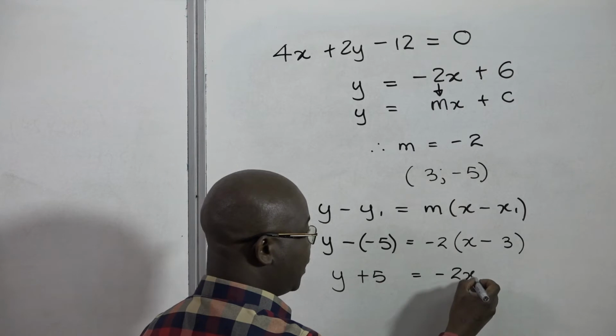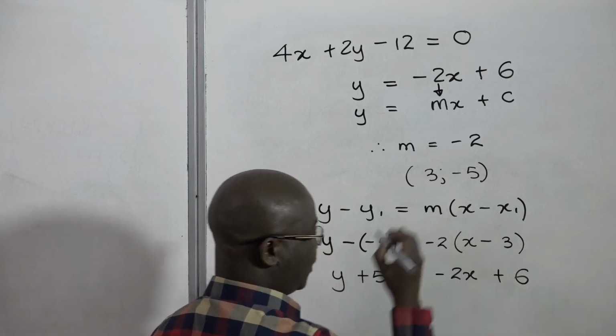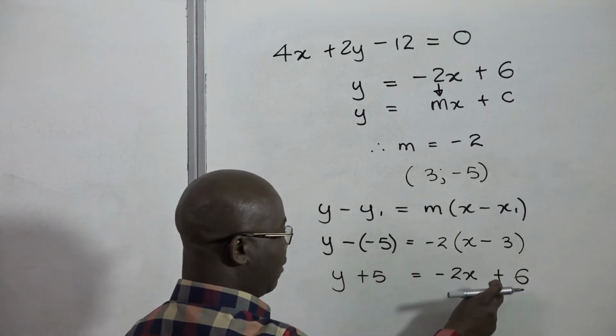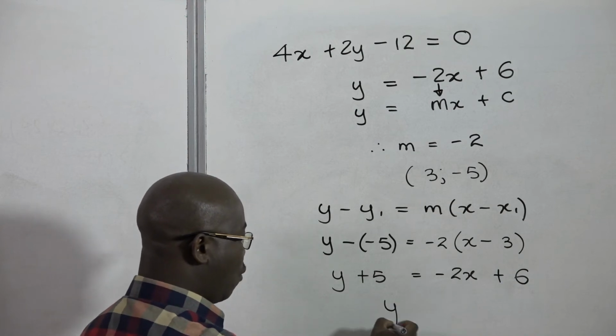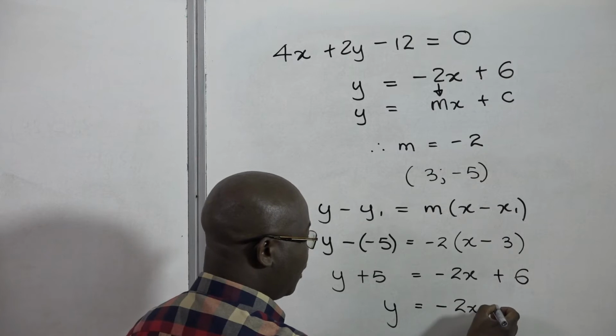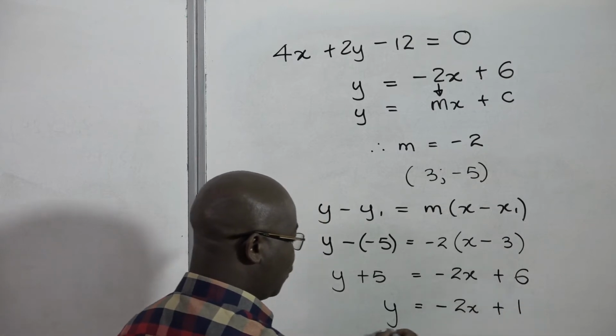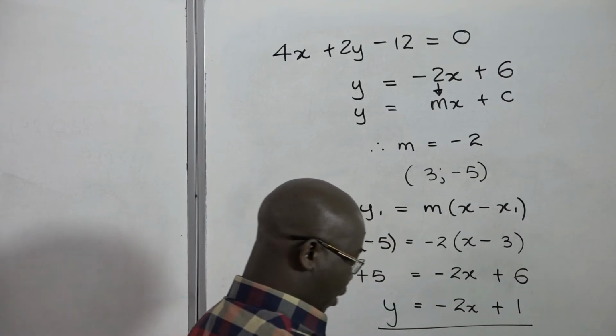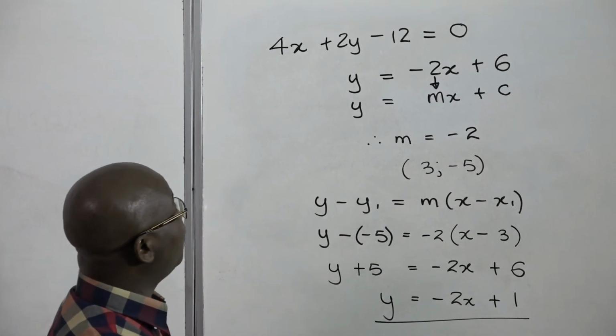minus 2x plus 6. Again, two negatives give us a positive. Therefore, y becomes minus 2x and then plus 1. So that becomes the new equation of the new line.